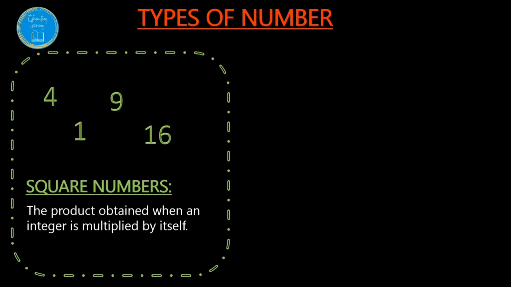Square numbers: the product obtained when an integer is multiplied by itself, for example 1, 4, 9, 16. So, when 2 is multiplied by 2, its product is 4. So, the square of 2 is 4. Similarly, when 3 is multiplied by 3, the product is 9. So, 9 is the square of 3. Similarly, 16 is the square of 4.